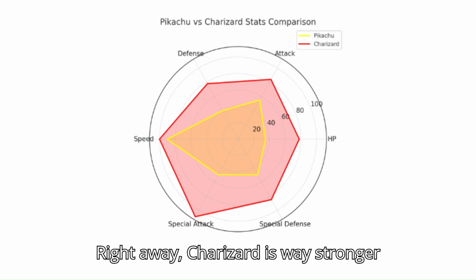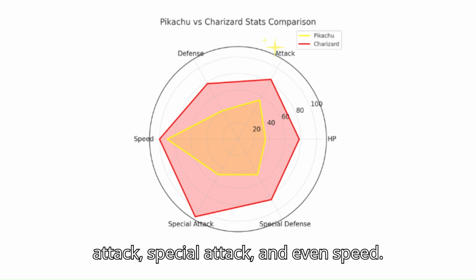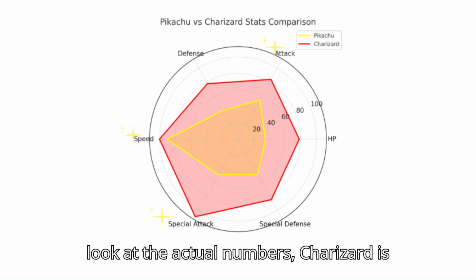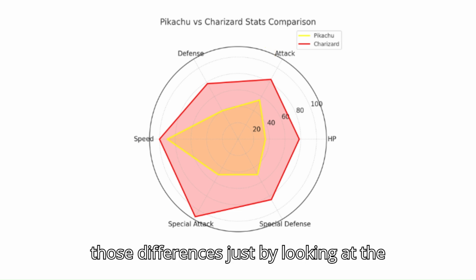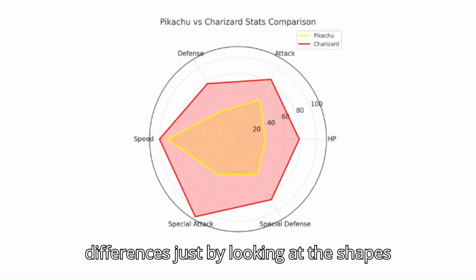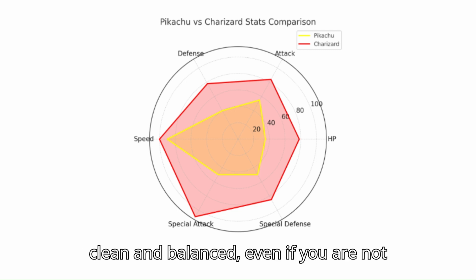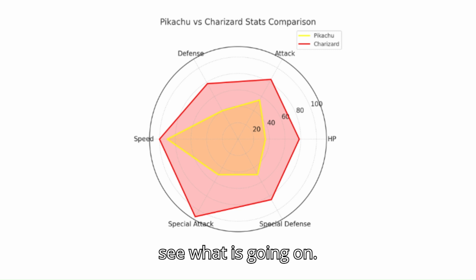Right away, Charizard is way stronger overall. It has much higher stats in attack, special attack, and even speed. Pikachu might seem quick, but when you look at the actual numbers, Charizard is actually faster too. You can spot all those differences just by looking at the shapes on the chart. And because the shape is so clean and balanced, even if you are not really into data, it is pretty easy to see what is going on.